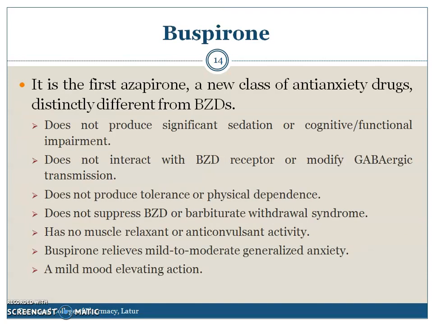Next drug, Buspirone, which comes under the category of azapirone. It is the first azapirone, a new class of anti-anxiety drug, distinctly different from benzodiazepines. How does it differ from benzodiazepines? It does not produce significant sedation, does not interact with the benzodiazepine receptor, does not produce tolerance, does not suppress benzodiazepine or barbiturate withdrawal syndromes, and has no muscle relaxant or anticonvulsant action. Buspirone relieves mild or moderate generalized anxiety. It has a mild mood elevating action.